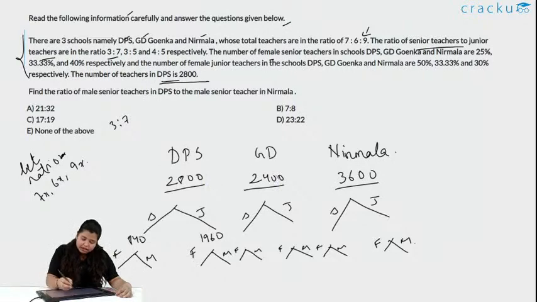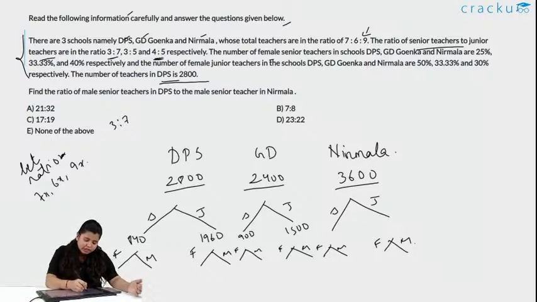For GD Goenka, the ratio is 3:5, again 3 plus 5 is 8. So, 1 unit is equal to 300. So, 3 3s are 900, and for junior teachers it is 1500. Just subtract this, you get the 5 units.